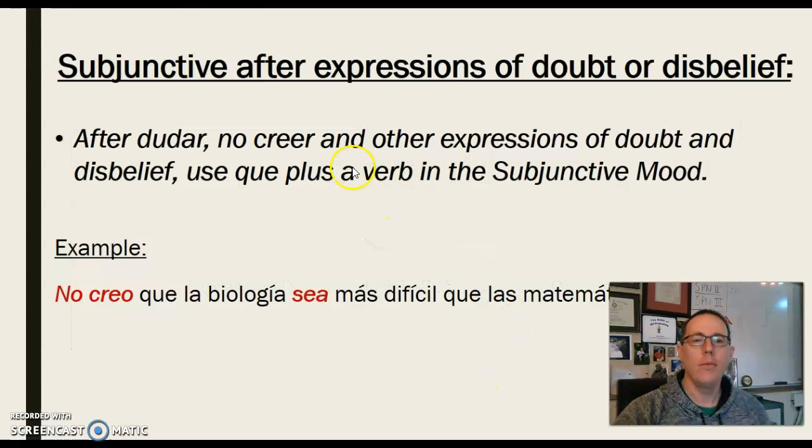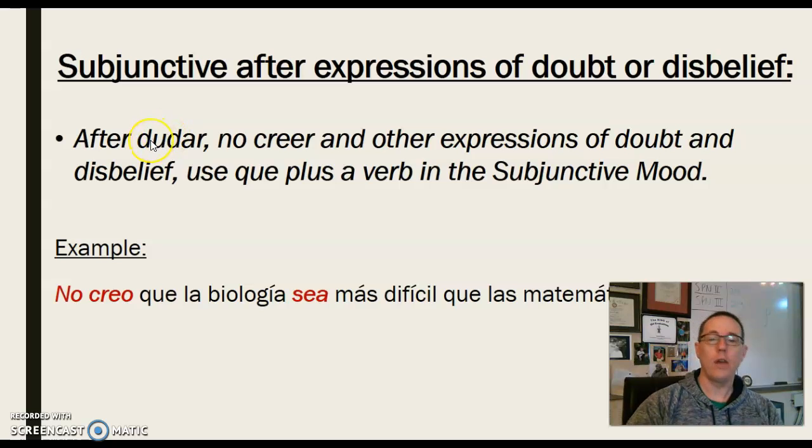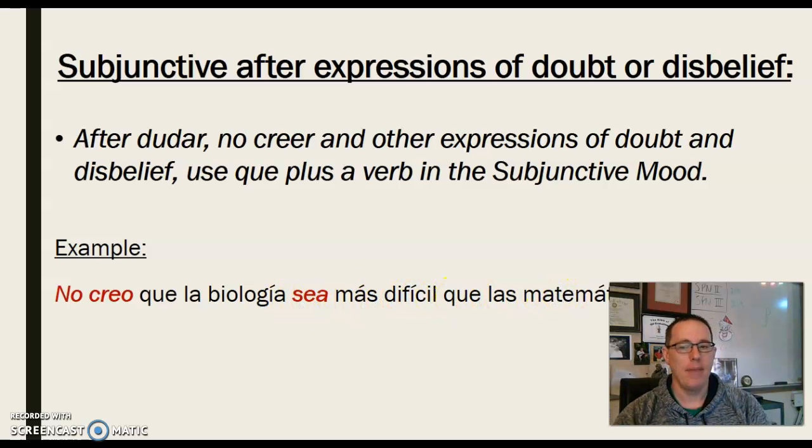There we go. So, subjunctive after expressions of doubt or disbelief. After dudar, which is to doubt, or no creer, which is to not believe, or other expressions of doubt and disbelief, you'll use que plus a verb in the subjunctive mood. All right, so for example, no creo, I don't believe. No creo que la biología sea más difícil que las matemáticas. All right, so I don't believe that bio is more difficult than math.